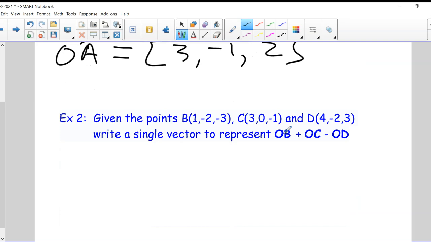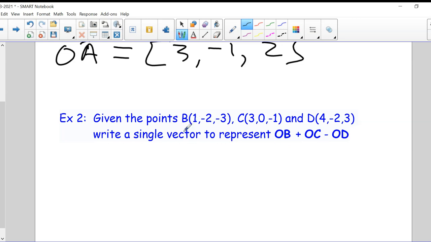All right, let's try this now. Given the points B, C, and D, write a single vector to represent OB plus OC minus OD. Okay, so let me turn that over to you. What do you think that looks like if I'm adding these together? These are all basically position vectors. OB means I'm running from O to B, right? O being the origin, by the way. OC means I'm running from O to C, and OD means I'm running from O to D, but I'm going in the opposite direction.